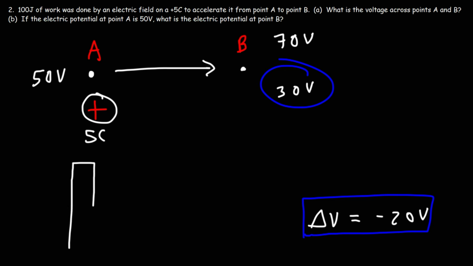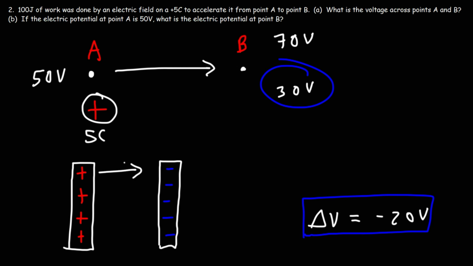Let's say we have two parallel metal plates. Let's say the first one has a positive charge and the second one has a negative charge. Now the electric field is going to go from the positively charged plate to the negatively charged plate. Now let's say that at the negatively charged plate, the electric potential is 0. The electric potential at the positive plate is going to be higher. It could be 100 volts.